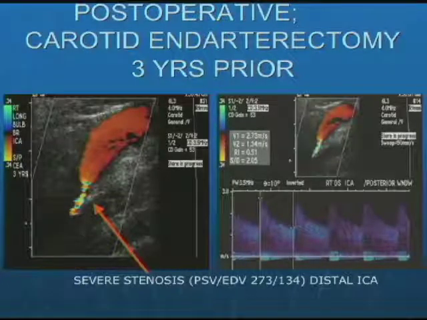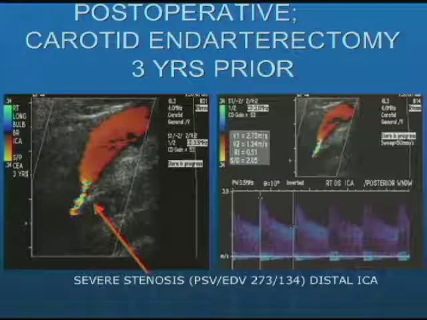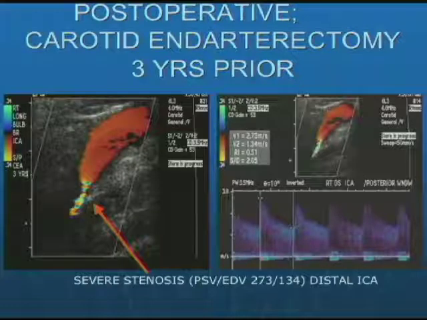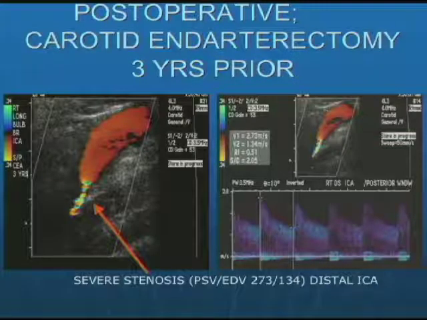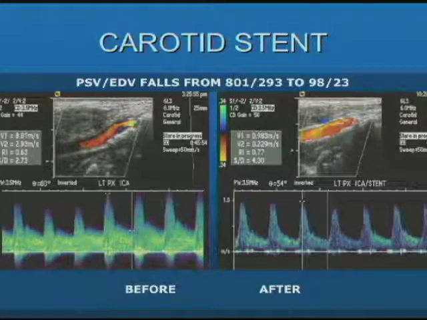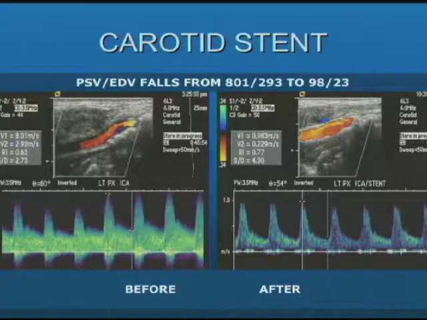Now, the postoperative patient with a carotid endarterectomy may develop a stenosis within the first year most commonly, but here is an example of a severe stenosis 3 years prior. And here is a carotid stent where the velocity is 800 centimeters per second, and following the stent, it's only 98 centimeters per second. So a dramatic drop and a successful stenting.